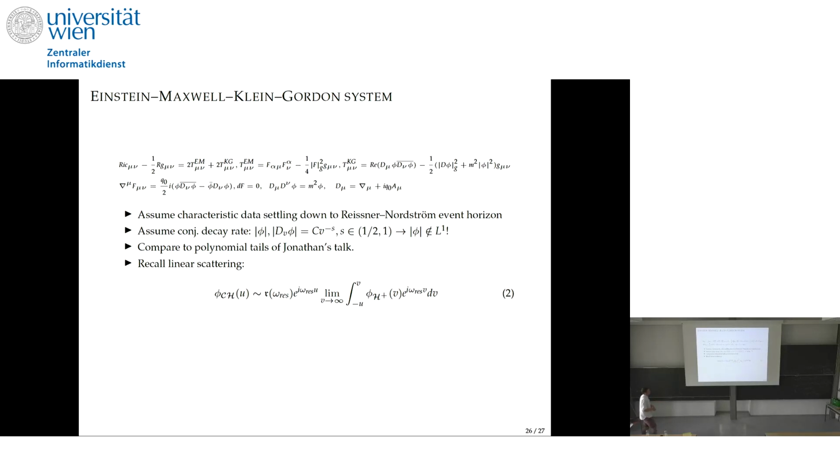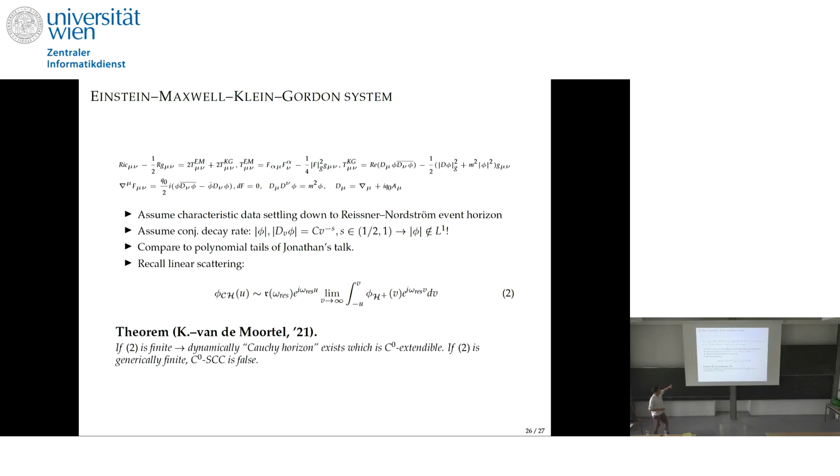In the linear scattering theory, I told you that phi at the Cauchy horizon, at least in principle at leading order, is given exactly by that integral. And in fact, we can prove in joint work with van der Mortel, who has done much more than what I'm presenting now, and who is an expert in looking at the system in spherical symmetry, and based on previous work of his, that if this integral on the data on the event horizon, which we assume for the nonlinear model, is finite, then dynamically the Cauchy horizon exists, and moreover, it is C0 extendable.